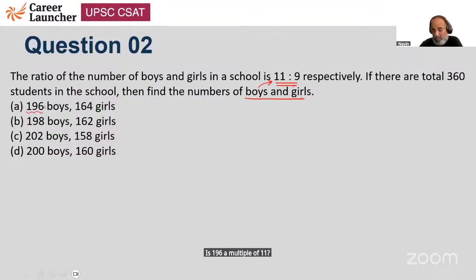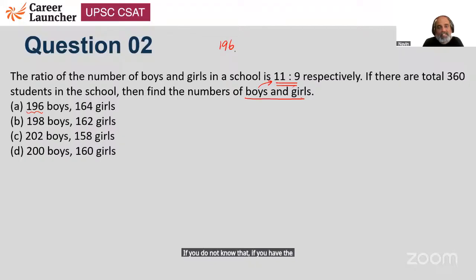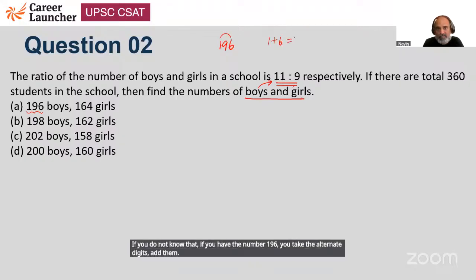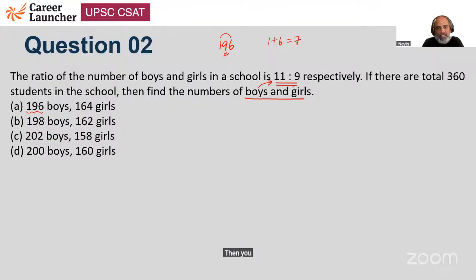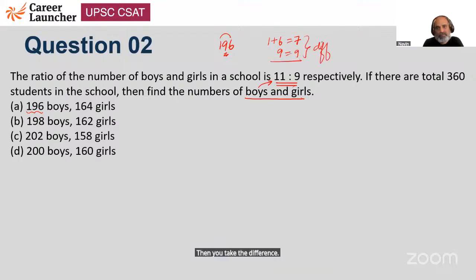I hope you guys are aware how to check if a number is a multiple of 11 or not. If you do not know that, if you have the number 196, you take the alternate digits, add them, then you take the alternate digits. I can't take alternate of the remaining, so this is 9. Then you take the difference. The difference should be a multiple of 11. It is not. So this means it is not a multiple of 11.